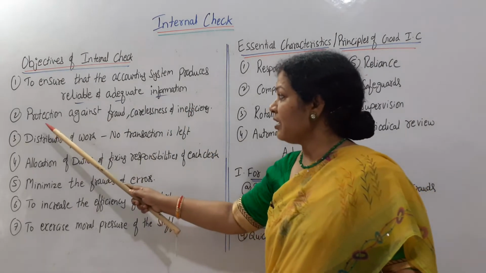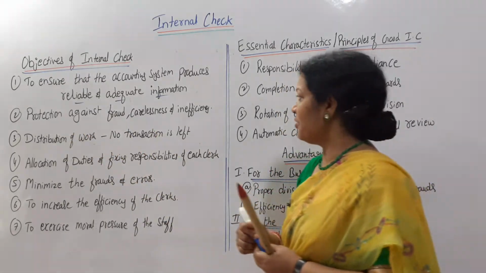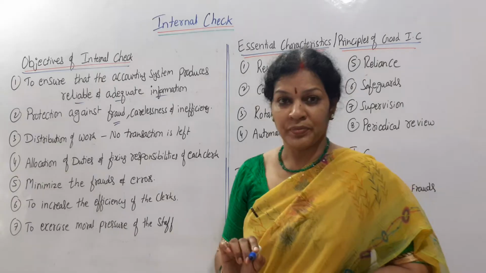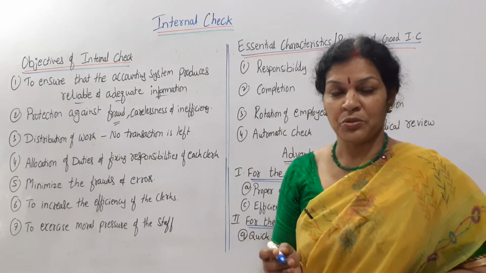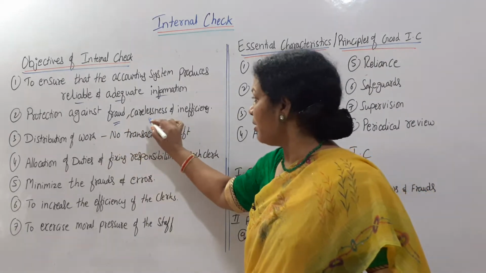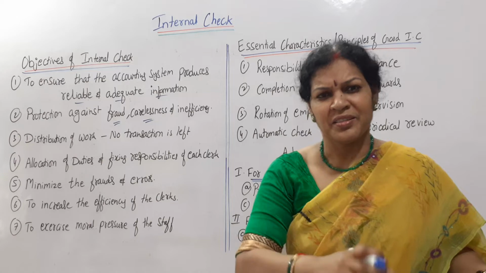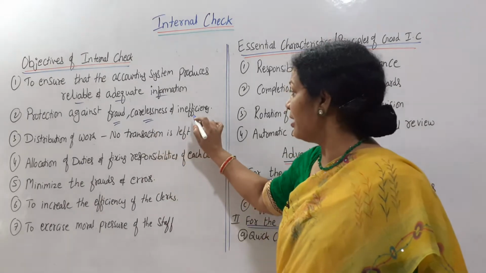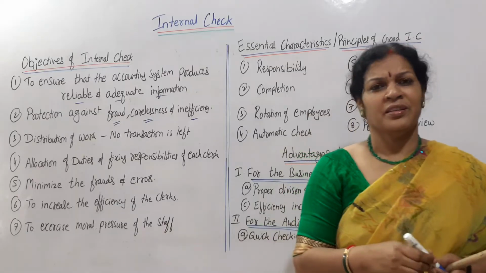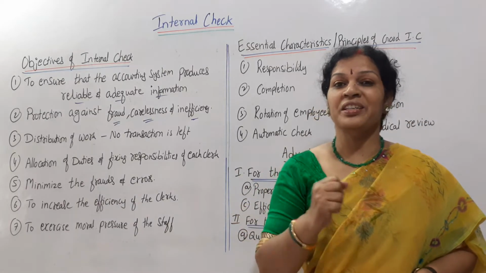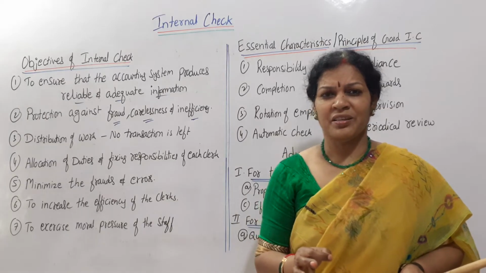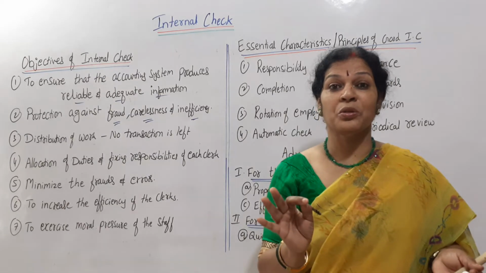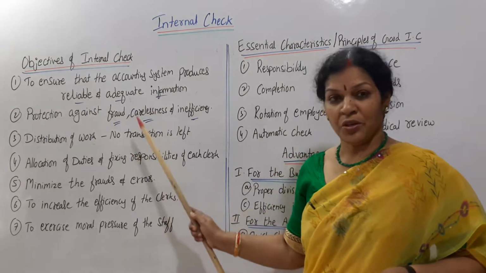Second one is protection against fraud, carelessness and inefficiency. We want to protect our organization's accounting system from fraud. If somebody intentionally wants to deceive or misuse it, that is called fraud. For carelessness and negligence, if something has been done wrong and another person is immediately checking the transactions, then we come to know the negligence or carelessness, and inefficiency. If the person is not capable, that kind of thing we can easily identify through the internal check system. It means we want to make the clerks transparent, honest, efficient and able to do the work in time. That is the main objective of the internal check system.